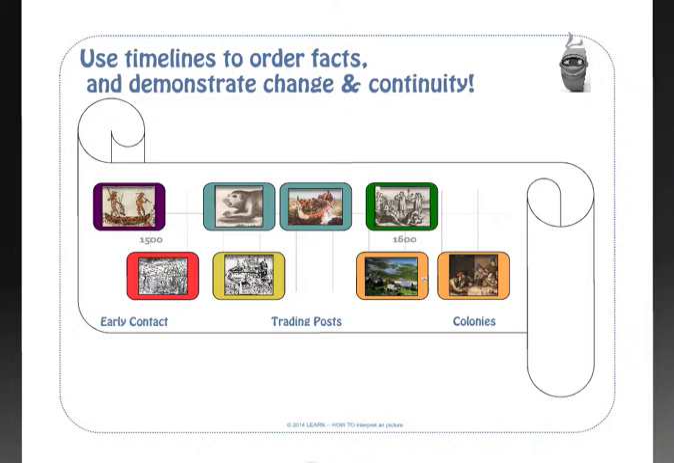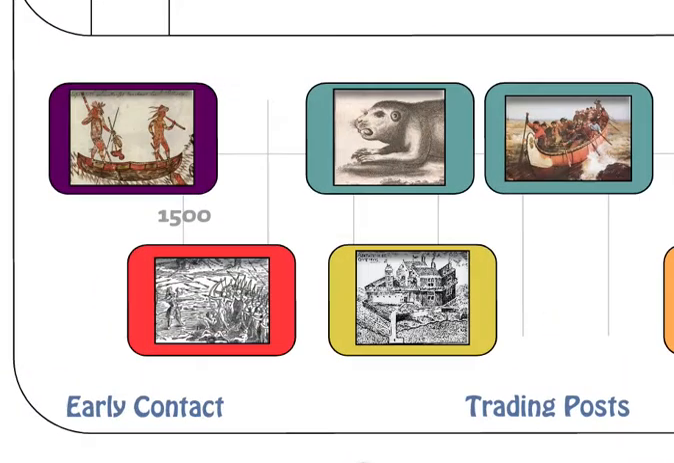Use timelines as well to order facts and to demonstrate changes and continuity, or things that stayed the same. The time of early contact, the natives were fishing and hunting for furs, and they continued to do so, and afterwards so did the voyageurs. In early contact times, there were battles. Eventually things stabilized, and there were fewer battles. So things changed.